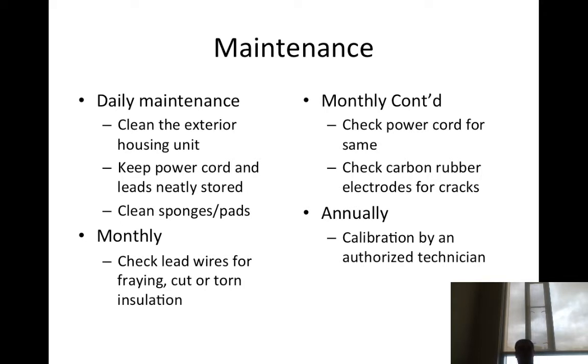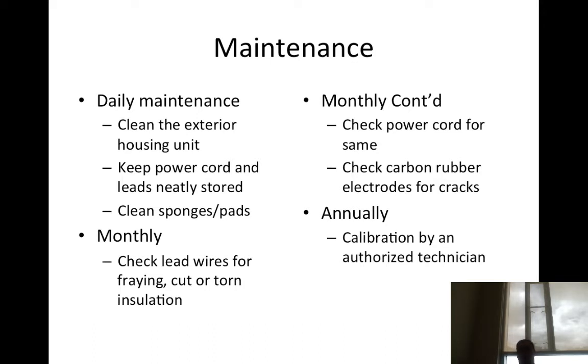So the lead wires need to be checked because as you wrap them up, just like the headphones I have on now, right, as you wrap them up, sometimes they can start getting frayed. And if that's the case, that can cause some electrical issues, right? Either you can burn somebody, cause electrical fire. If you do have a frayed, cut, or torn wire, stop using that wire. If you have a backup wire, awesome. If you don't, call the company, get a replacement, and don't use that unit until you have a replacement.